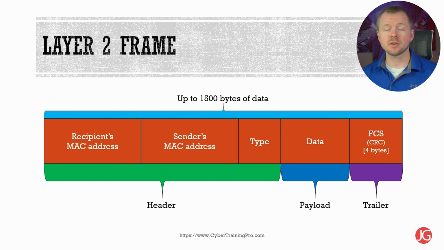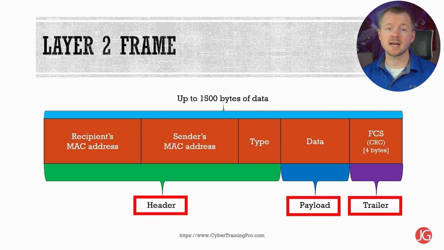We have the FCS, or the frame check sequence, which uses a type of binary math called cyclic redundancy check, or CRC, that the receiving NIC actually uses to make sure that all the data arrive intact. You can also break down a frame into 3 sections: the header, the payload, and the trailer.